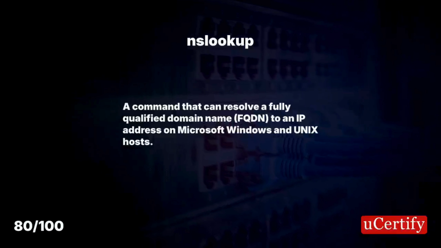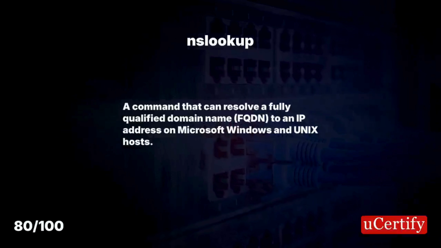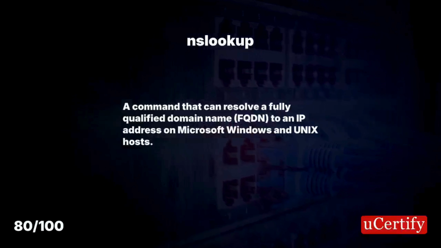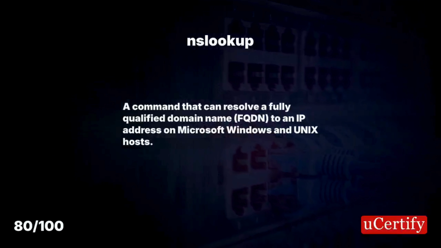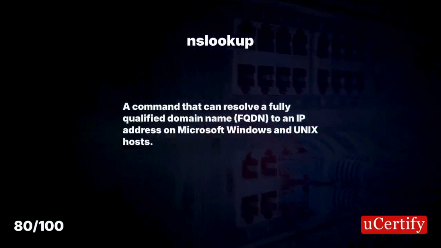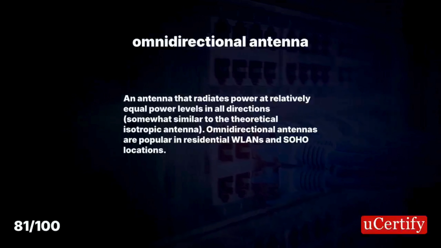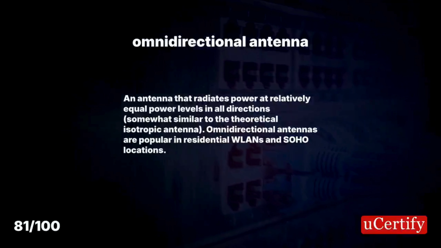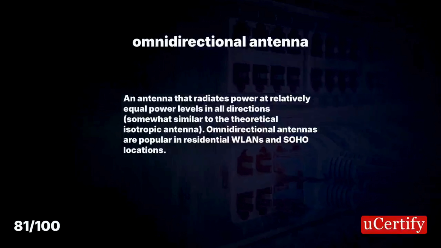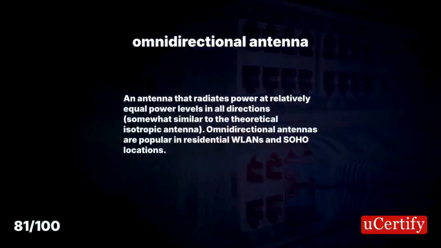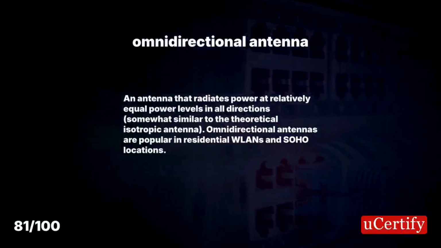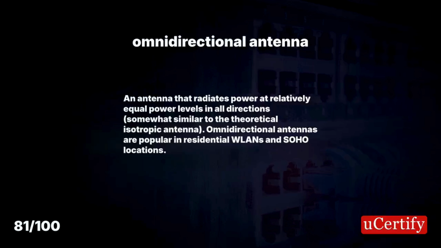Term: NS lookup. Definition: a command that can resolve a fully qualified domain name, FQDN, to an IP address on Microsoft Windows and Unix hosts. Term: omnidirectional antenna. Definition: an antenna that radiates power at relatively equal power levels in all directions, somewhat similar to the theoretical isotropic antenna. Omnidirectional antennas are popular in residential WANs and SOHO locations.